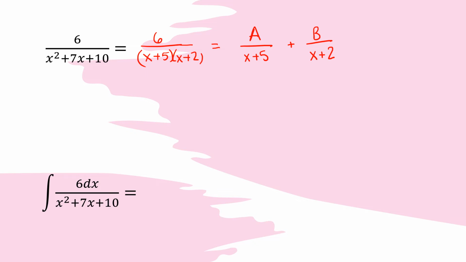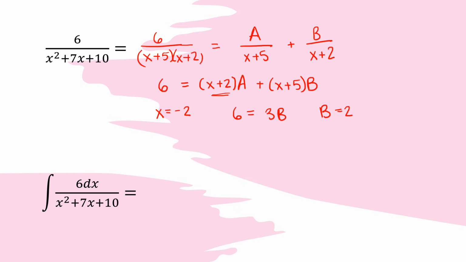We multiply in what's missing to clear the fractions. The a is missing x plus 2. The b is missing x plus 5, or that fraction with the b on top. There we go. Our easy values, let's set x equal to negative 2 again, because that will create 0 right here. The equation becomes 6 equals 0a plus 3b. So 6 equals 3b, which means b must be equal to 6 divided by 3, or 2.